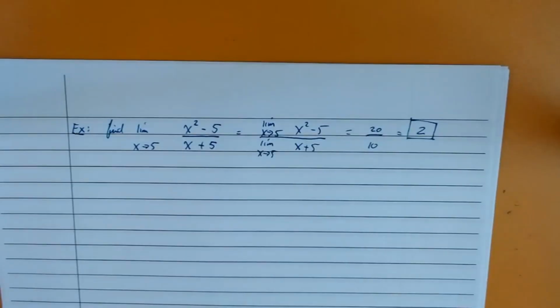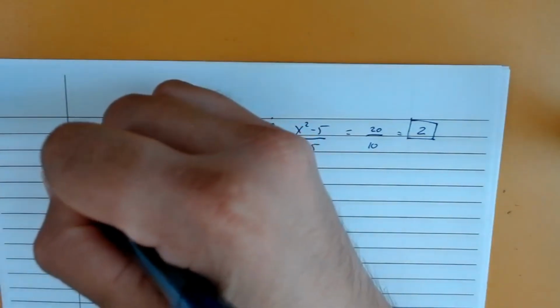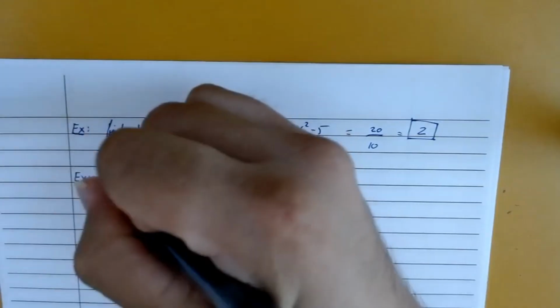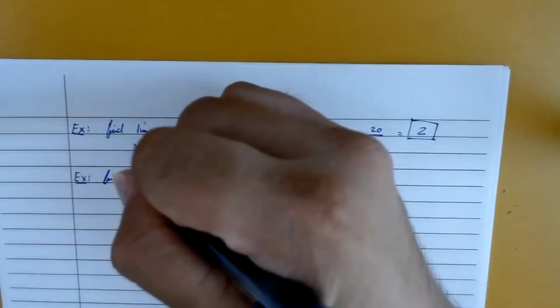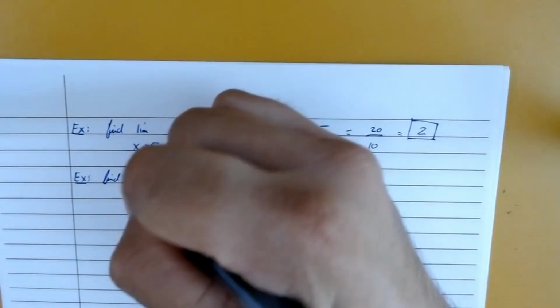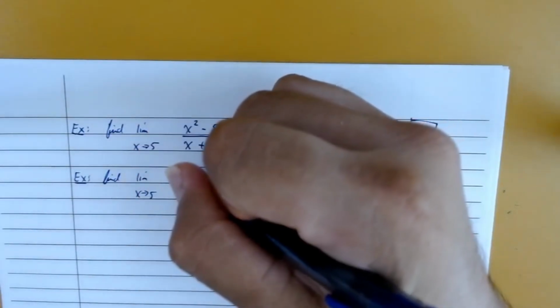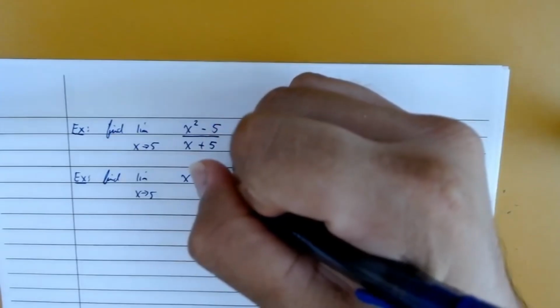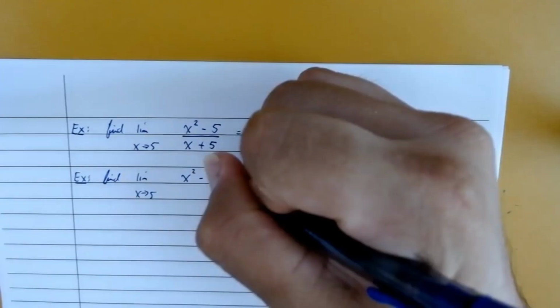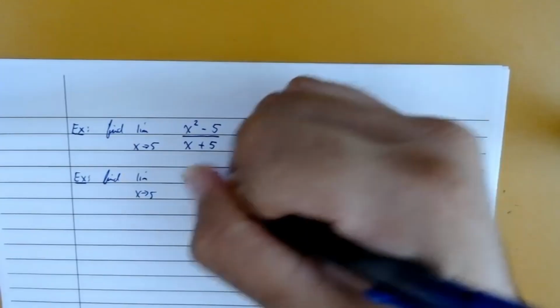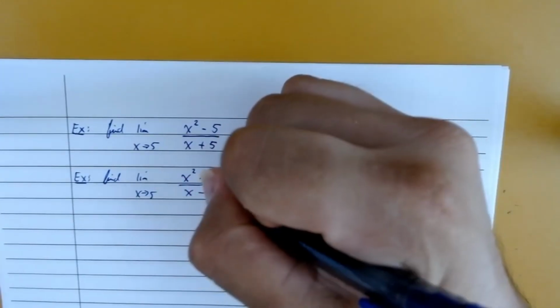Well, then you wonder, what does it look like if you don't get an answer? How does that even work? Well, we've seen examples like this previously. Let's say we're looking to find the limit as x approaches 5 of x squared minus 25 over x minus 5.